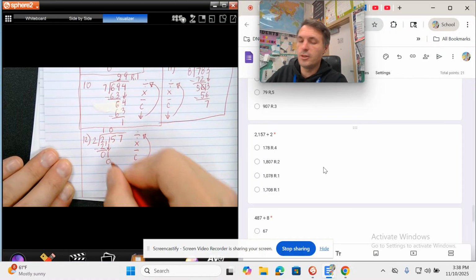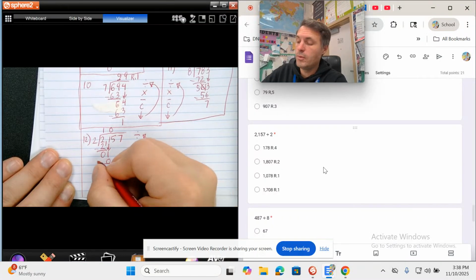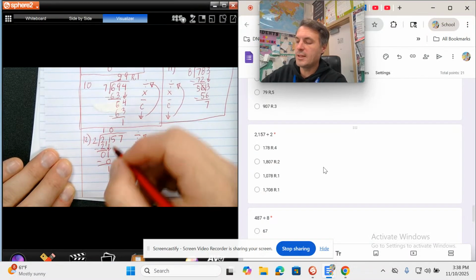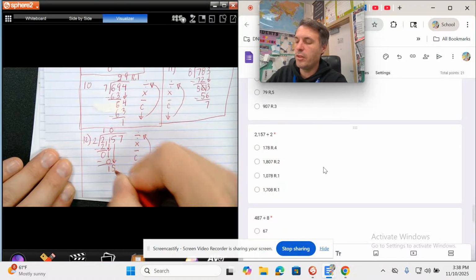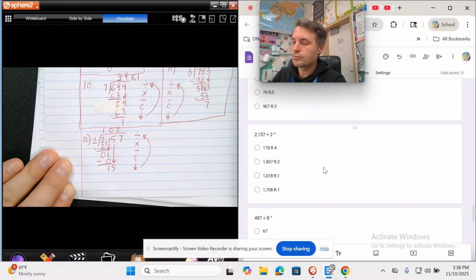0 times 2 is 0. Remember, anything times 0 is always 0. 1 minus 0 is 1. Is 1 smaller than 2? Yes. Now we bring down the 5. We make it 15. How many times can 2 fit into 15? Well, 2 times 7 is 14. That's as close to 15 as we can get without going over with multiples of 2. So 2 can fit into 15 7 times.